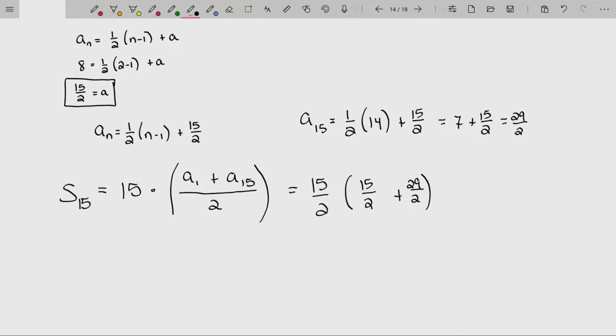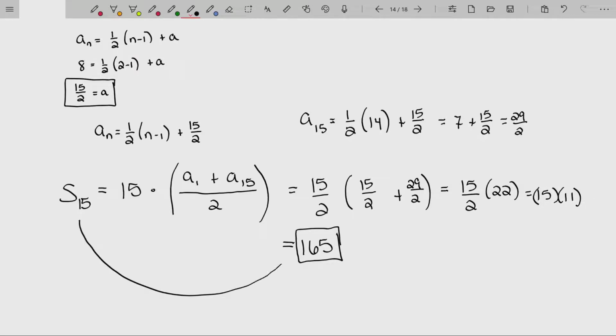A lot of halves going on in this, right? All right, anyway. So let's see. 15 halves plus 29 halves is 44 halves or 22. Let me just double check my math. 15 plus 29 is 44. Divided by 2 is 22. 2 goes into 22 11 times. So it's 15 times 11. That's 150 plus another 15. That's 165.